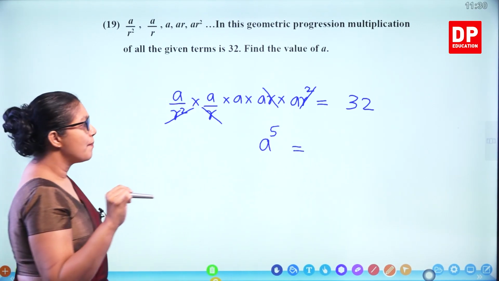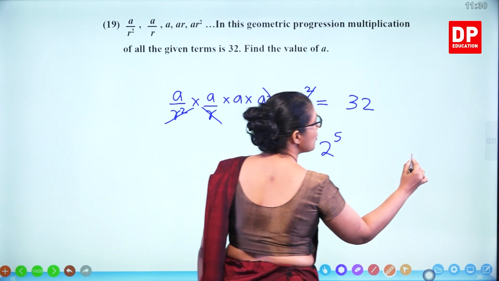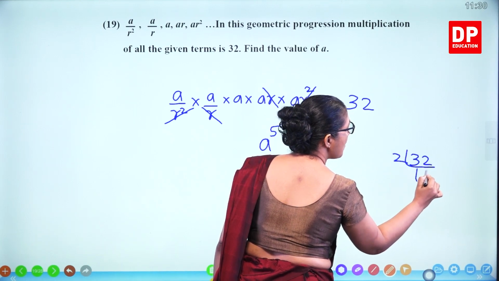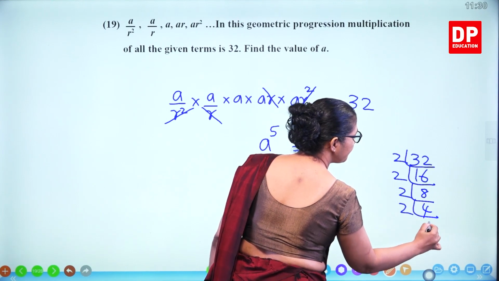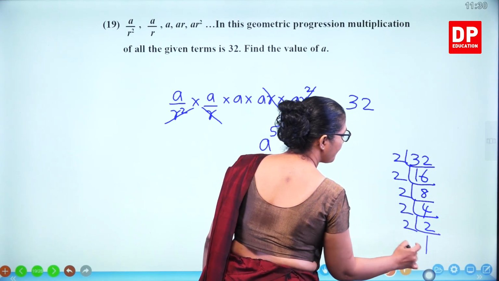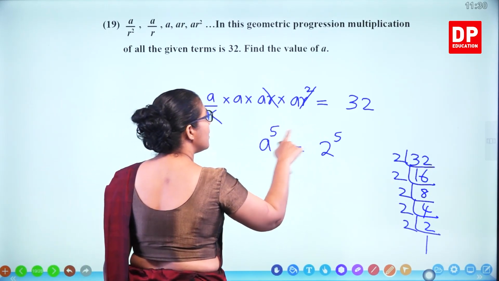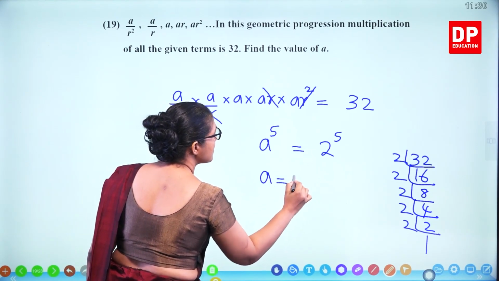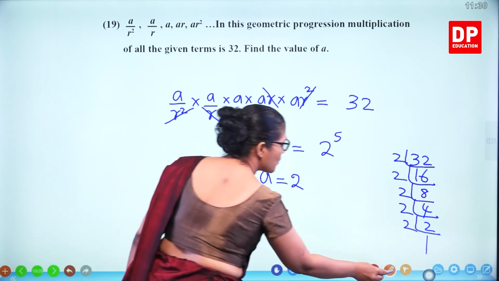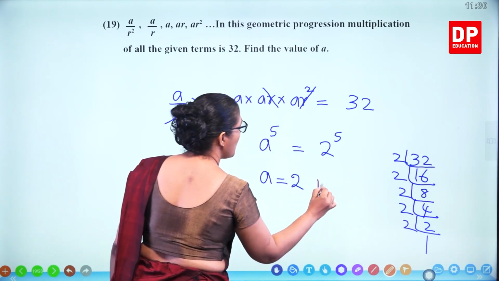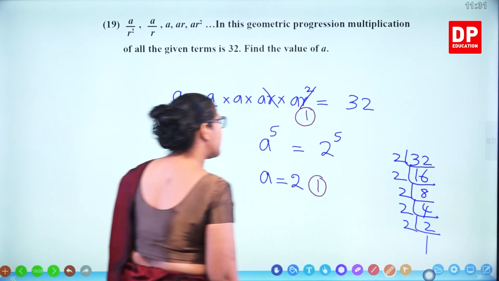32, how can you write as a number to the power 5? We know that it's 2 to the power 5. 32, when you divide by 2 5 times, you get 1. 1, 2, 3, 4, 5. So that means 2 to the power 5. Same power, you can equate the bases. So A is equal to 2. So 2 marks here as well. 1 for the method and 1 for the correct answer.